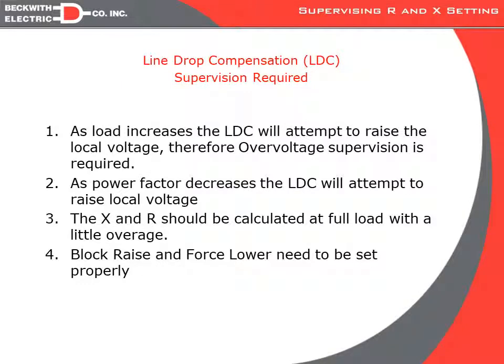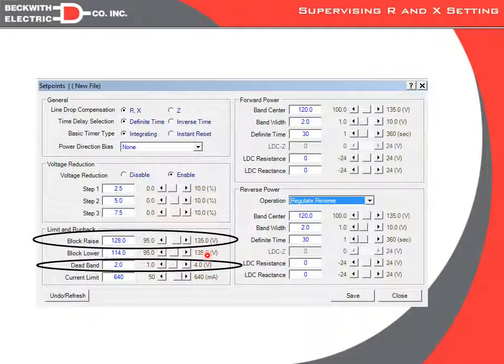So we will need some type of supervision to cap the voltage from getting too high. And that is covered again in a different session called blocking, but we're going to cover it quickly here. The two things we're going to have are our block raise and our deadband. Basically, the block raise says that if the measured voltage, not the compensated voltage, but the actual measured low voltage before we apply any compensation, gets above 128, we're going to cease to raise the voltage any higher.